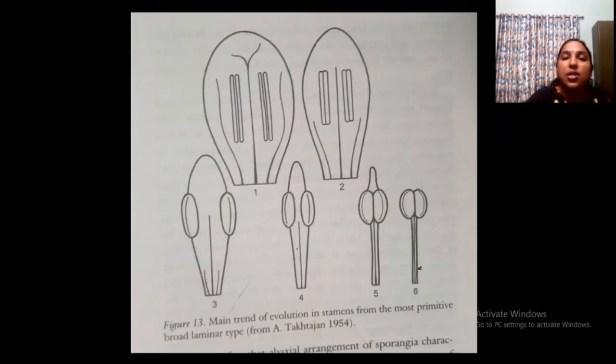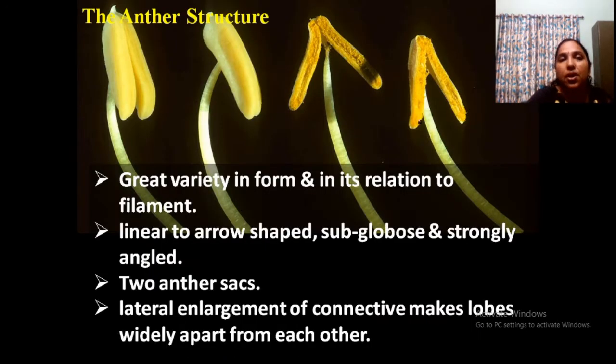Clear? So, this is one more picture showing the trend of evolution of stamens from the primitive broad laminar type, according to the view of Takhtajan. Okay, you have to draw all these diagrams while discussing the evolution of stamens, and these diagrams and photographs may also be asked in your practical examination in the morphology part. Understood?